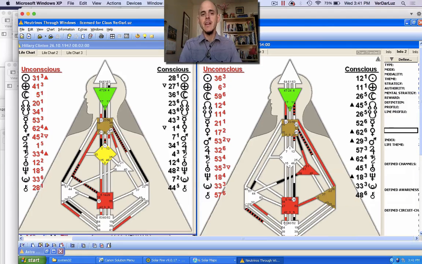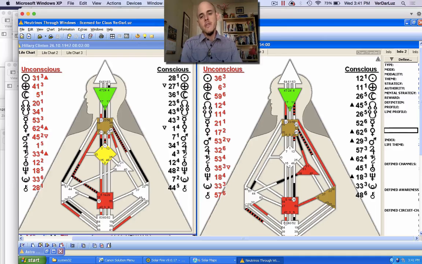Both Donald Trump and Hillary Clinton have the same profile. Profile is determined by the conscious sun and earth and the unconscious sun and earth. So they're both 1-3s, which is quite interesting. The 1-3, the one conscious part of the profile, says that in my personality, I need to get to the core or the roots of things. I need to research things. I need to investigate things. I need to have a solid foundation. Now, that can be very helpful as a president, to really have our facts down, to really know what we're doing.